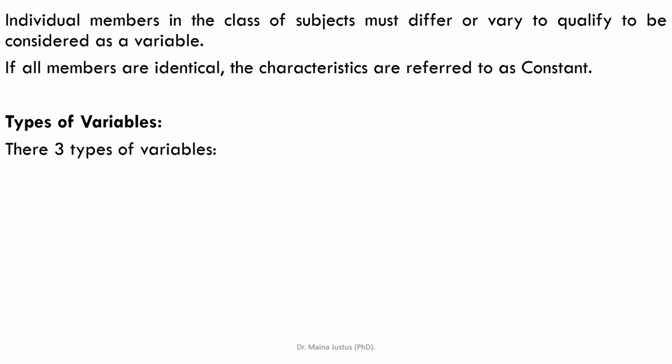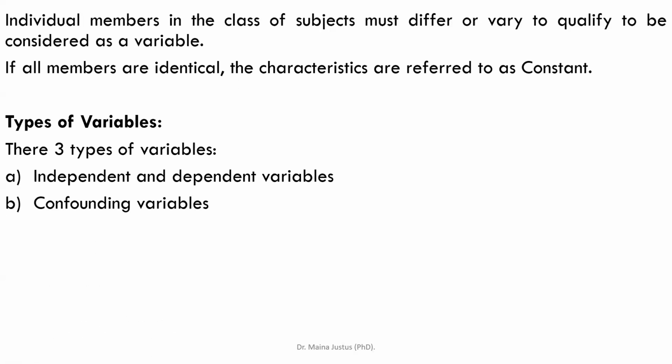And we have different types of variables. One of them is the independent variable, and the dependent variable that has to be there in our research. We also have what we call the confounding variables and the moderating variables.